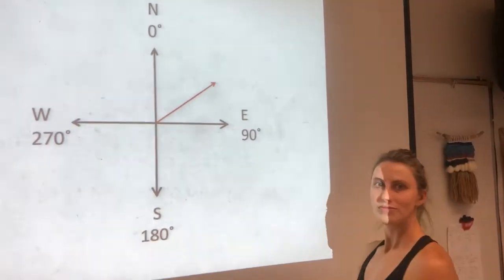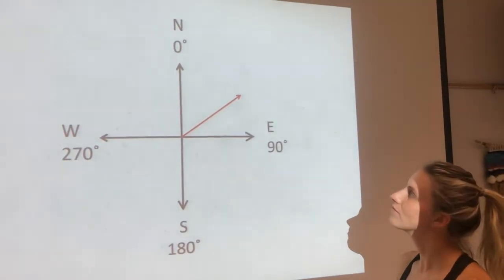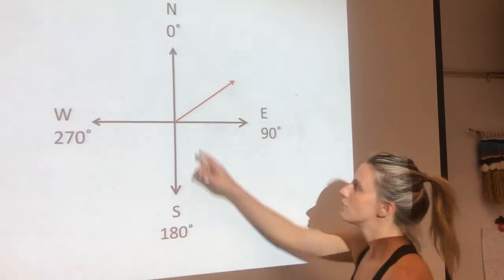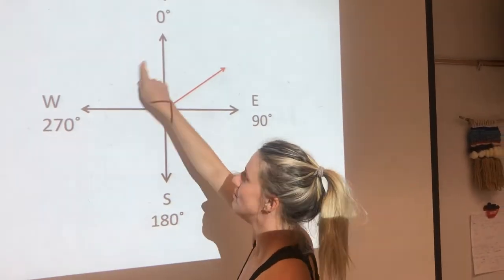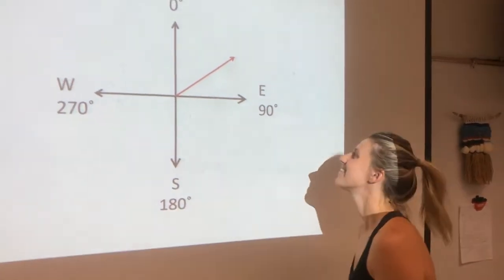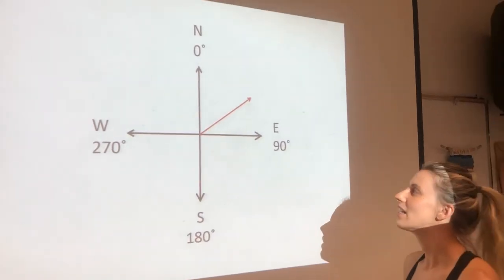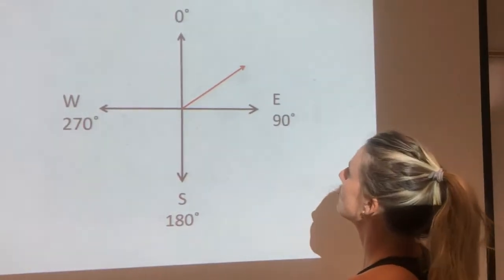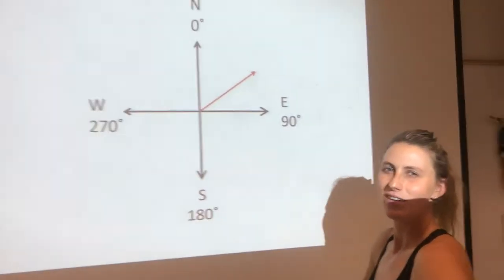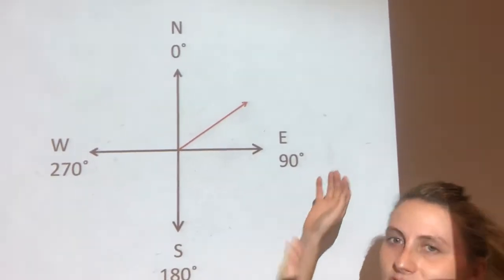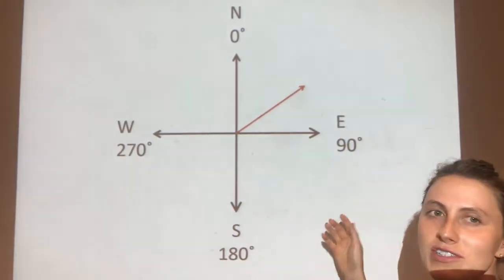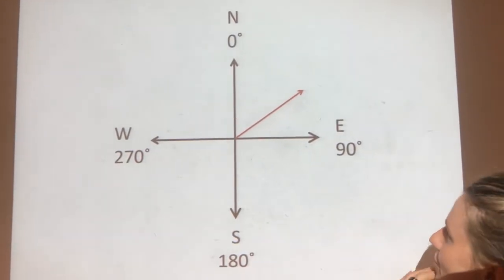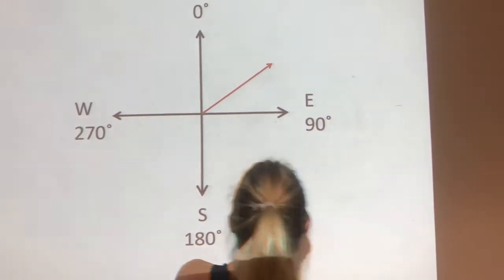Oh, wait a minute. But it says 0. How can it be 360? We go 90 plus 90 plus 90 plus 90. Aha. Okay, so it could be 360, but we call it 0. Right, so this red line, what would you call that? If I asked you what direction it was going, what would you say? Northeast. It's between north and east. It must be northeast.